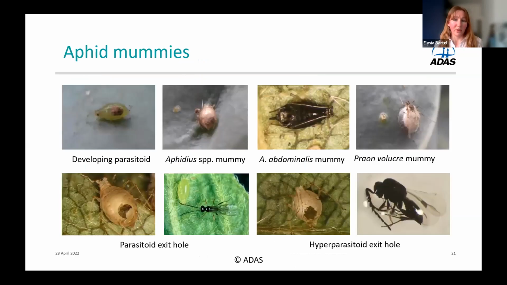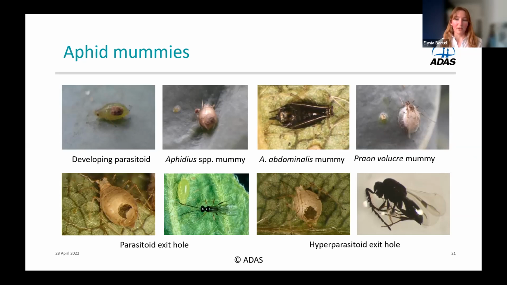As the parasitoid larva develops inside the aphid, it forms what we call a mummy. And here you can see a picture of a parasitoid developing inside an aphid before it turns into this characteristic golden brown color associated with the Aphidius species of parasitoids. Aphelinus abdominalis, however, forms a black aphid mummy, and Praon volucre forms a distinct mummy on a white pedestal.